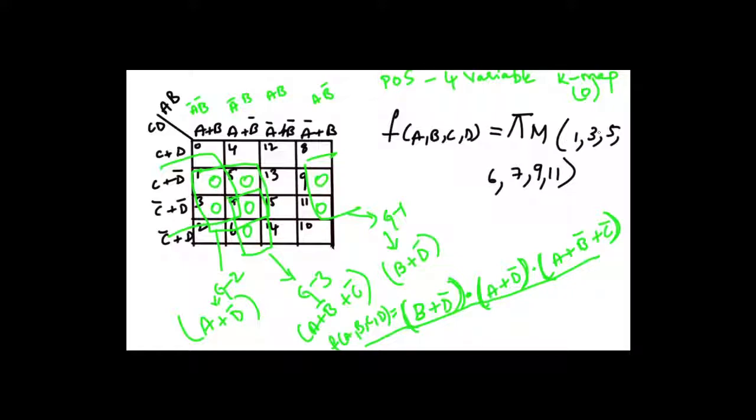The terms which are not present here will be the min terms for this question. That means this will be equal to summation of min terms of 0. Because there is no 0 here. Then there is 1. There is no 2. There is no 4. 5 is there. 6, 7, 8. There is no 8. 9. There is no 10. 12, 13, 14 and 15.